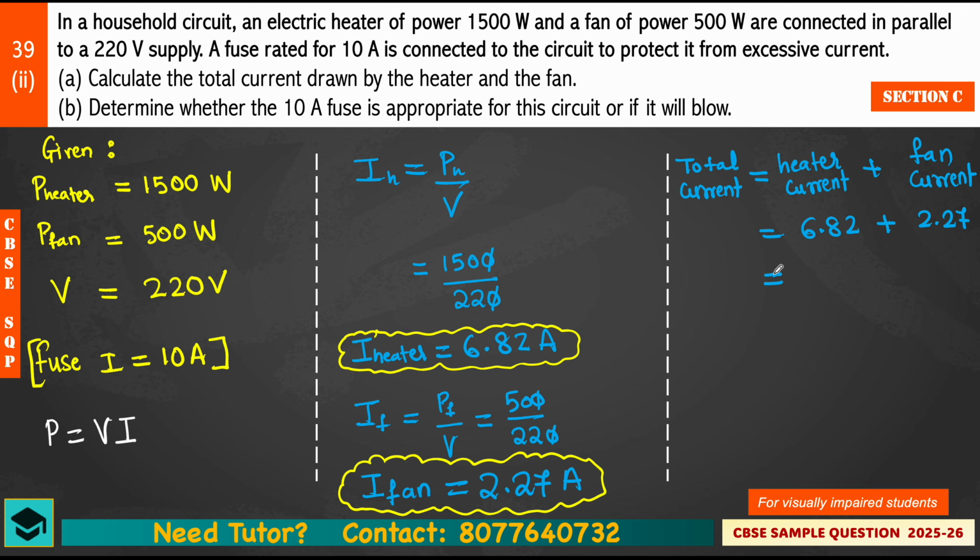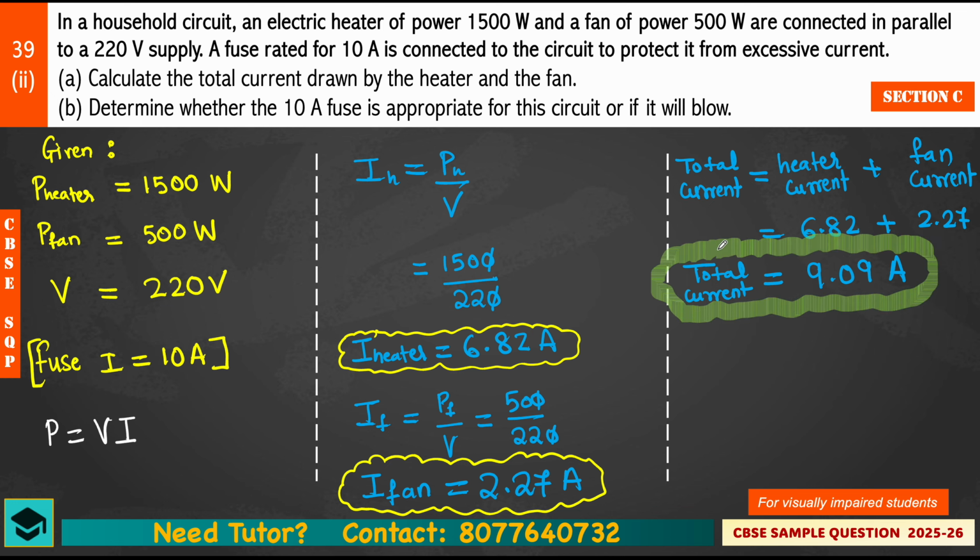So 6.82, and to this we add 2.27. What I get is something like 9.09 ampere. Okay, this is the total current. Just highlight your answer, then we'll move to the next step. After highlighting the answer, I'll move to the next part.